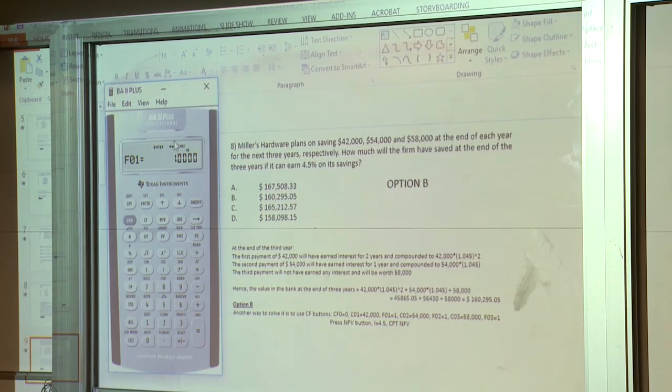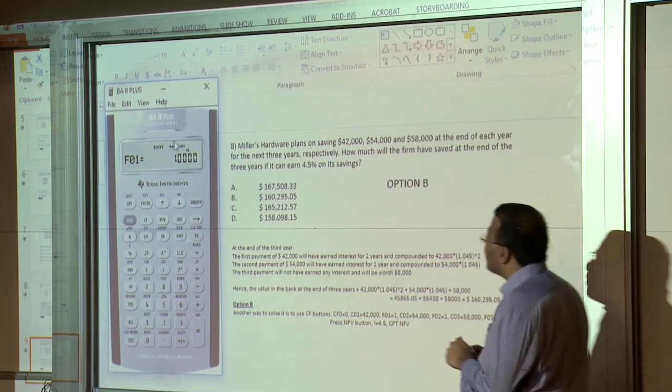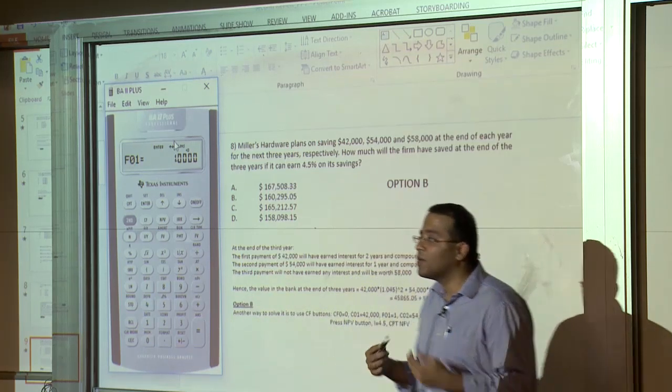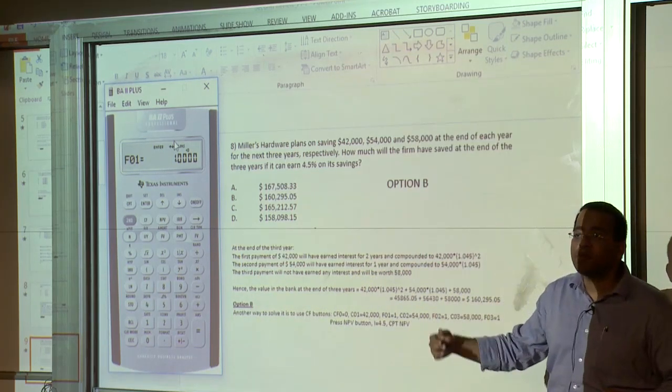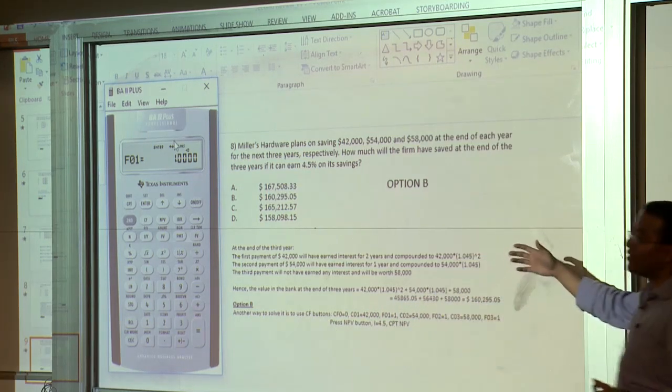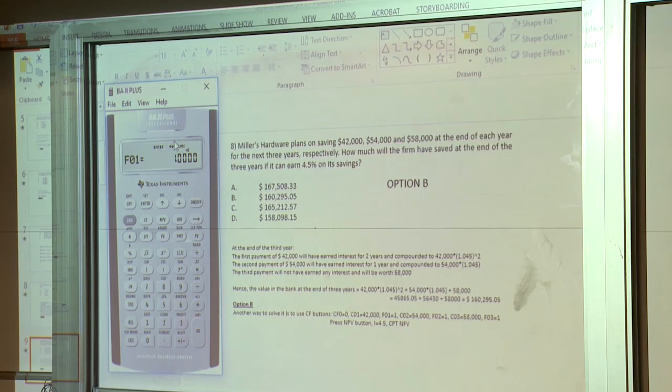And then you encounter something interesting. It's called F01. What does F stand for here? Frequency. How many times is this payment of 42,000 happening? In this particular question, it's just happening once. So the frequency is just 1 and enter. Usually you don't need to enter the 1 though. I'm just doing it for completeness. Yes, you don't have to. If it's already 1, you can just go to the next one.